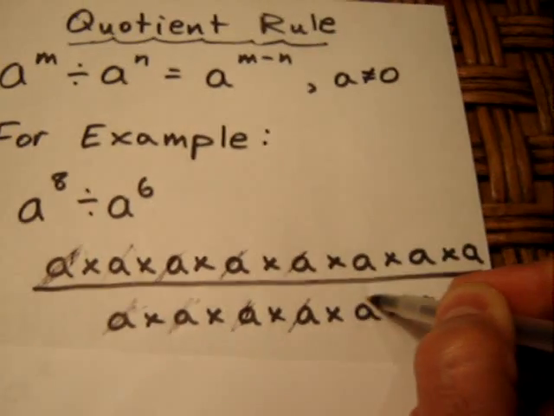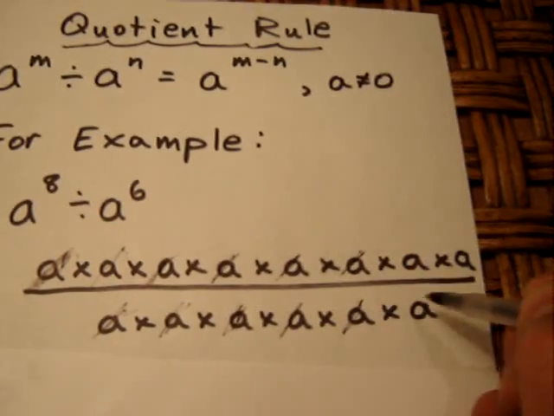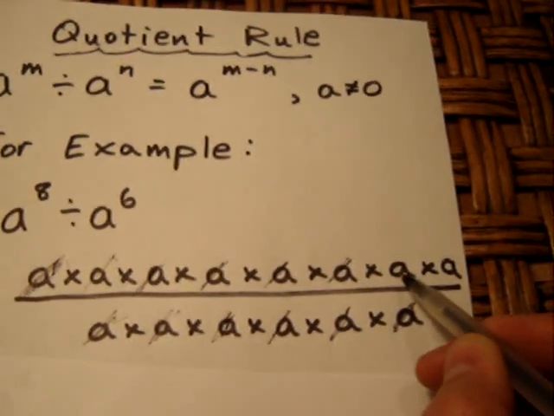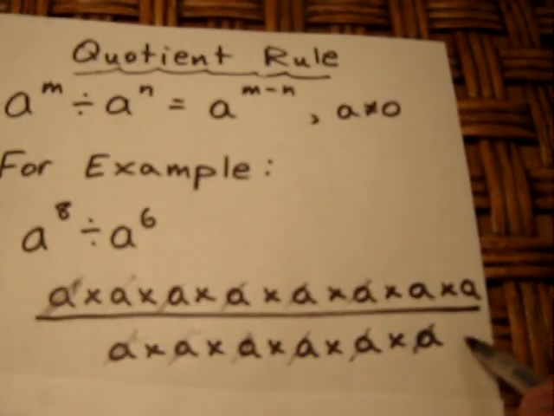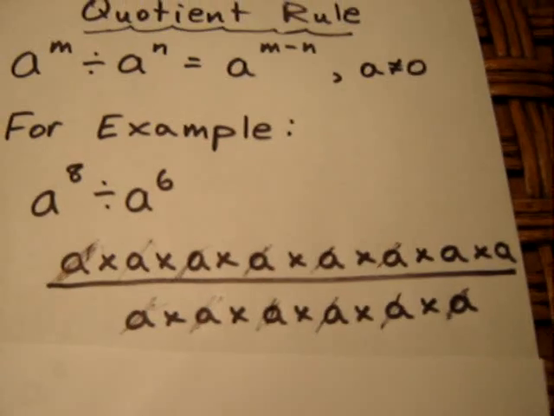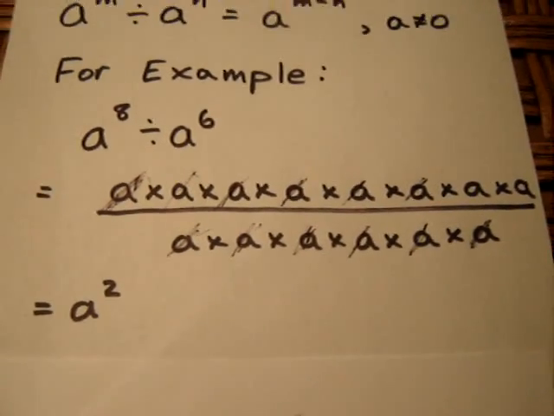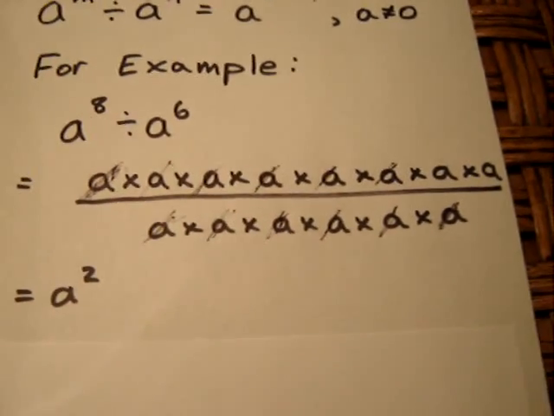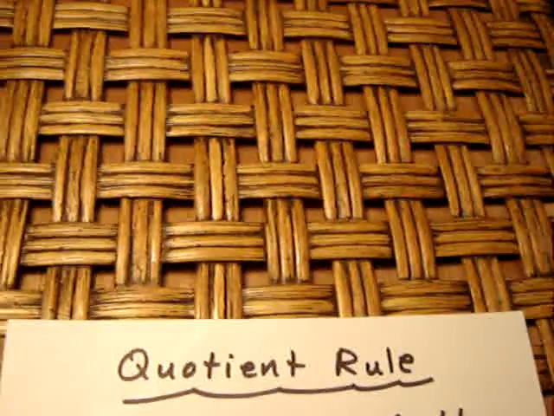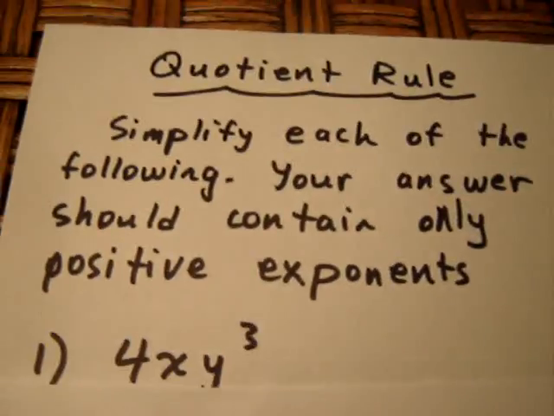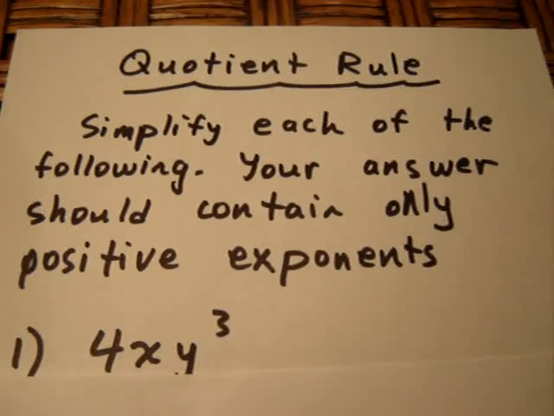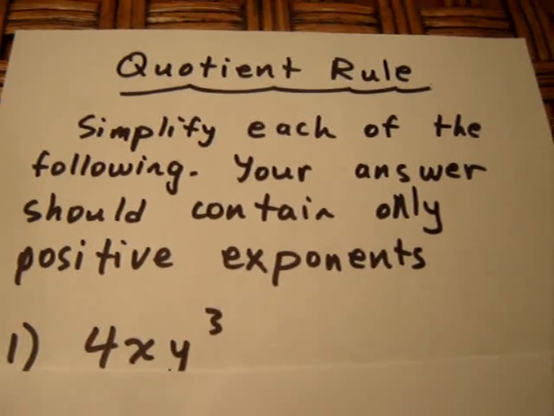And when we keep on crossing out like factors of a, we realize that all we're left with in the numerator is a times a, and in the denominator we're simply left with the number 1. So we get a squared. So we see that a to the 8 divided by a to the 6 actually equals a squared. So let's use an example using actual polynomial terms like the following. Suppose that we were asked to simplify each of the following and that our answer should contain only positive exponents.